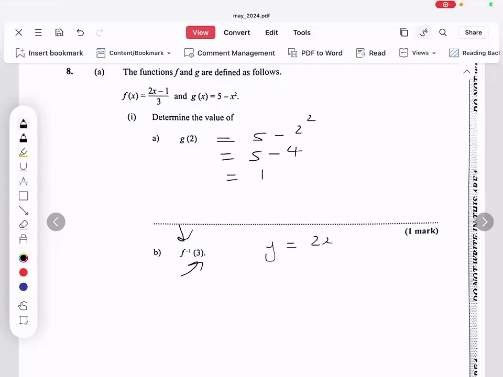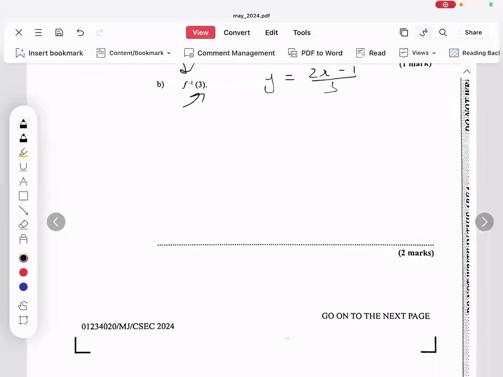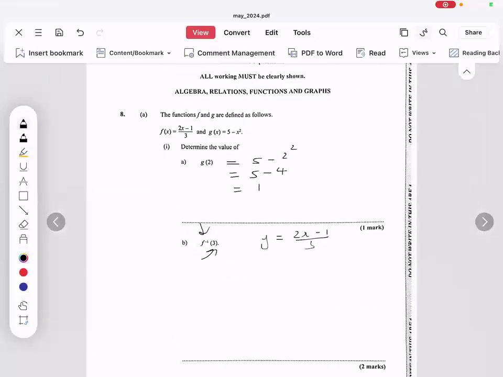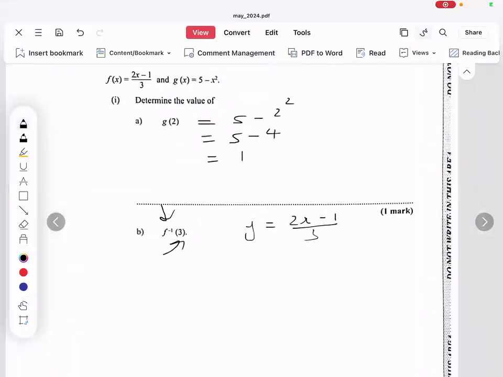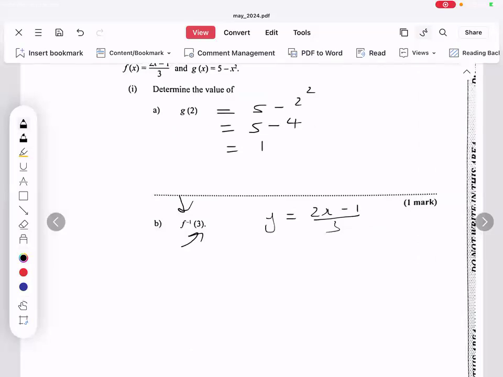So y equals 2x minus 1 over 3. Let me just go through it, I could take a shortcut, but then we're going to interchange x with y. So x is equal to 2y minus 1 over 3. And then we're going to cross multiply and make y the subject.